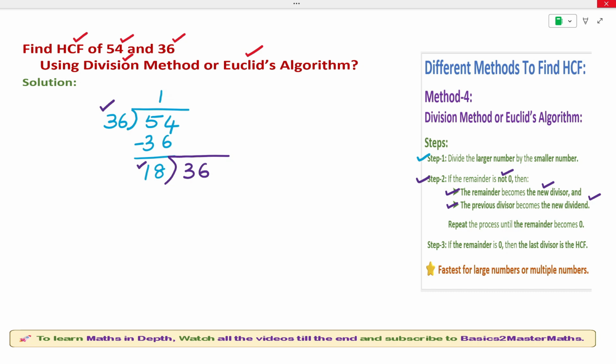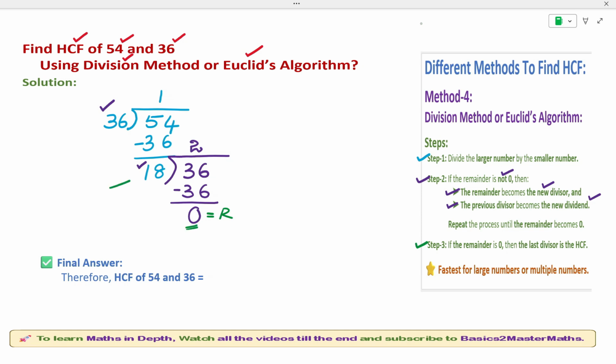When we divide 36 by 18, we get 2 as the quotient and 0 as the remainder. Step 3. If the remainder is 0, then the last divisor is the HCF. Therefore, HCF of 54 and 36 is 18.